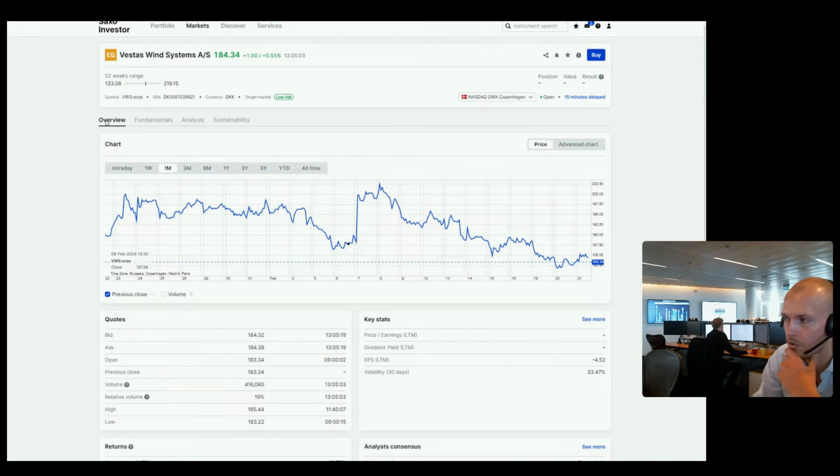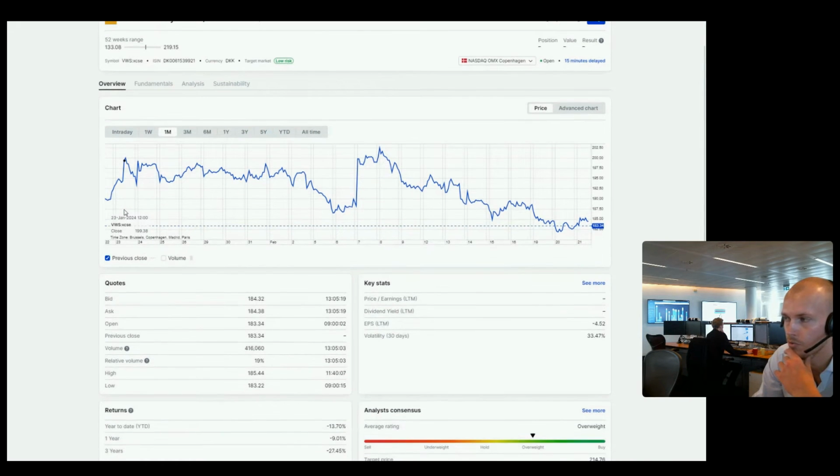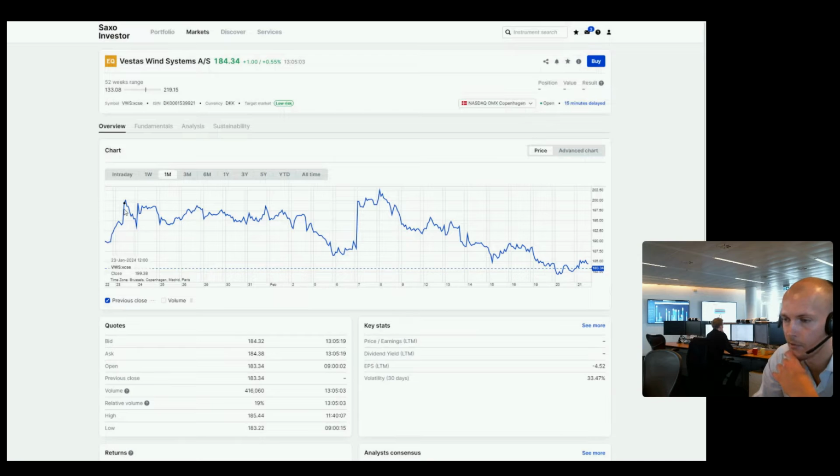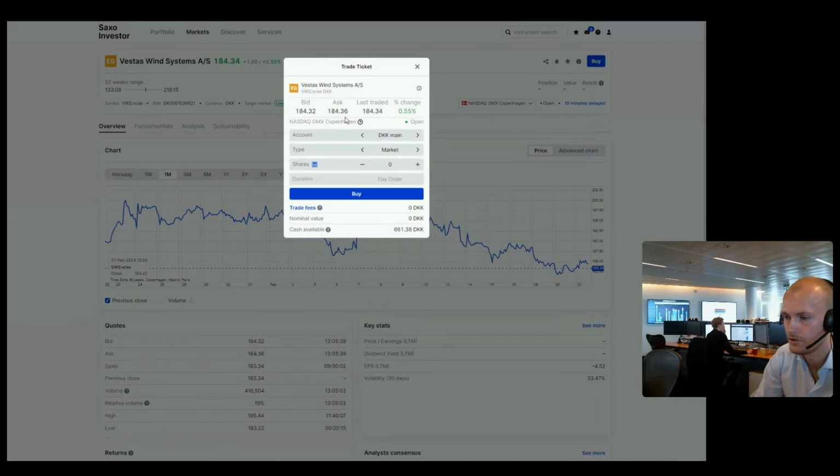Again, let's go back to Vestas here, and we've agreed that we think Vestas is the right thing to do here. We'll press on buy here in the top right corner. Now I'll show you how easy it is to make a trade on this platform. Pressing on buy, it shows me a trade ticket in the middle of the platform.